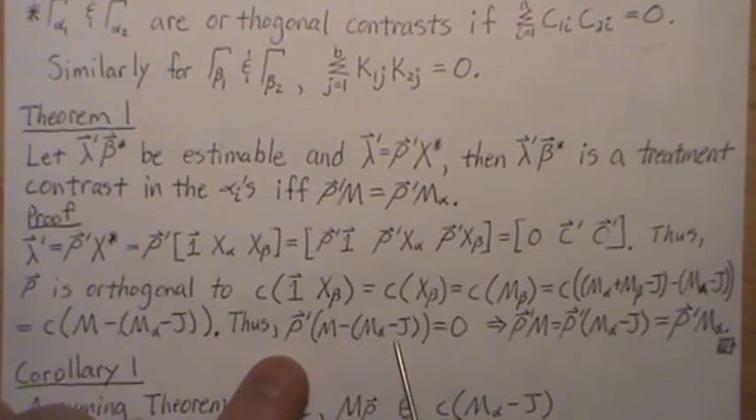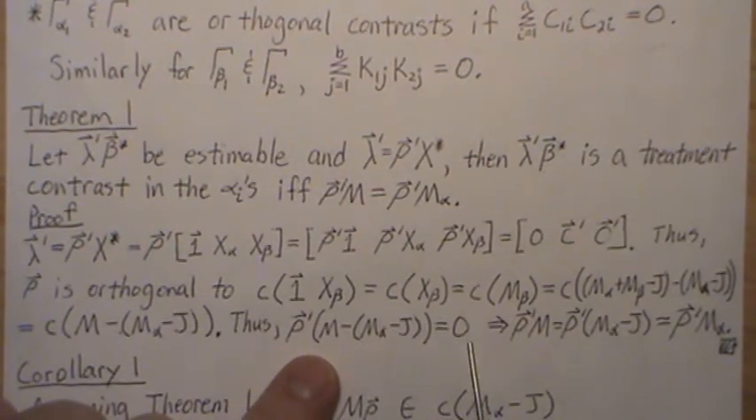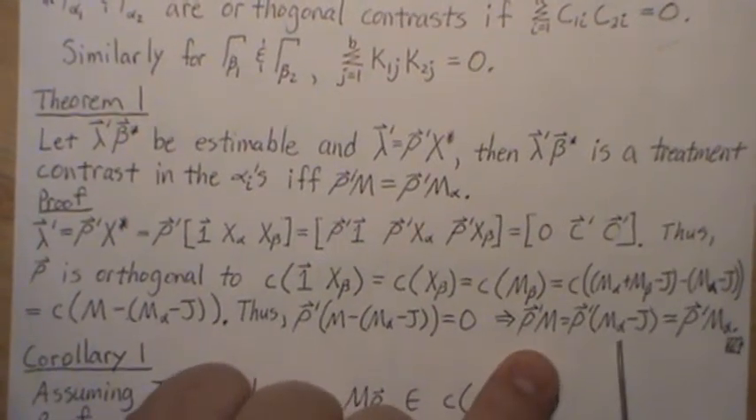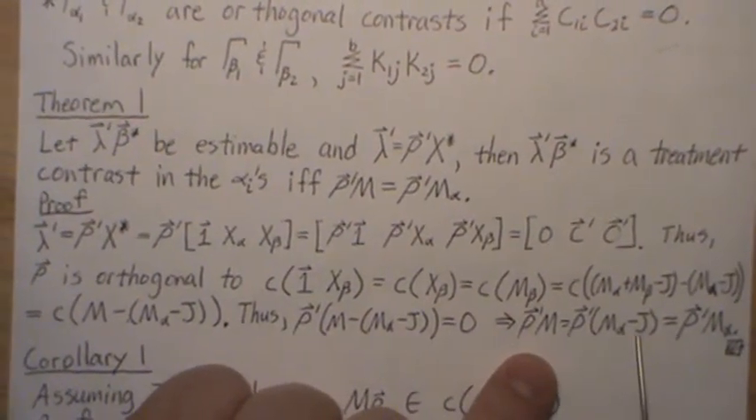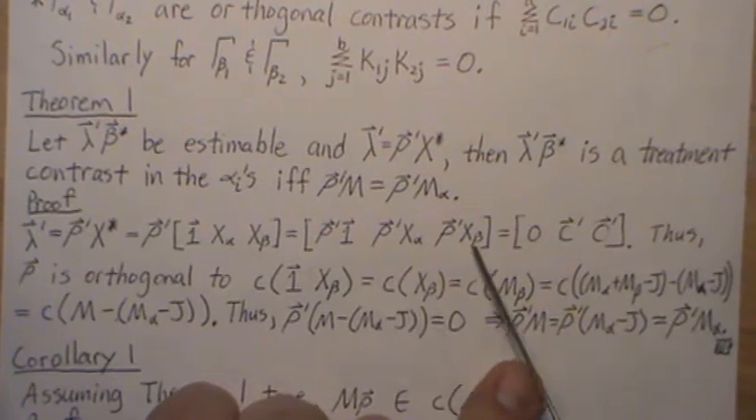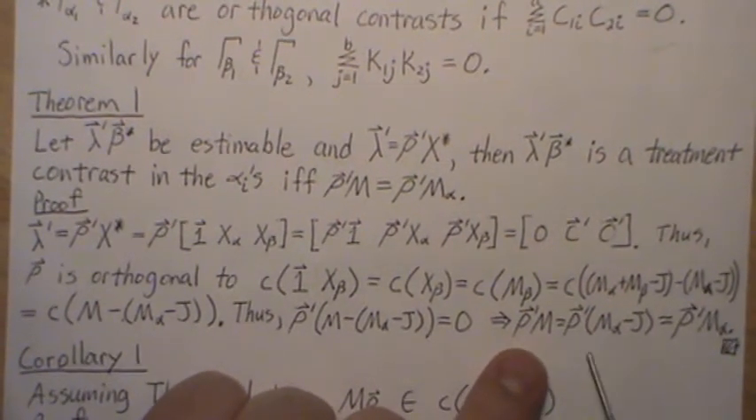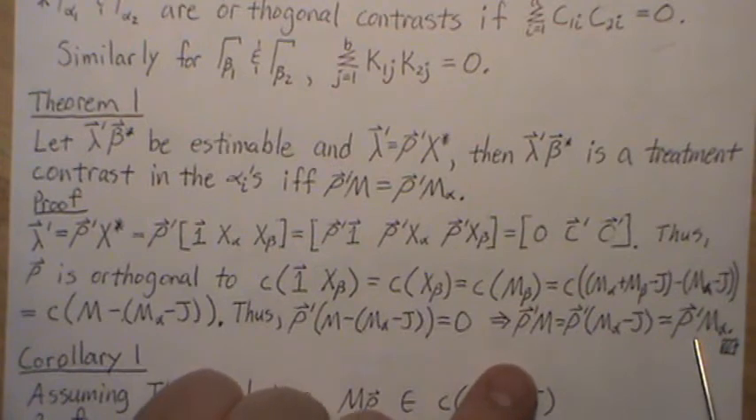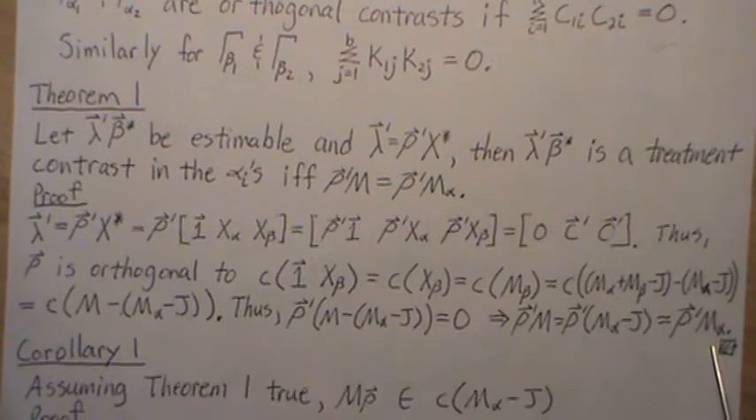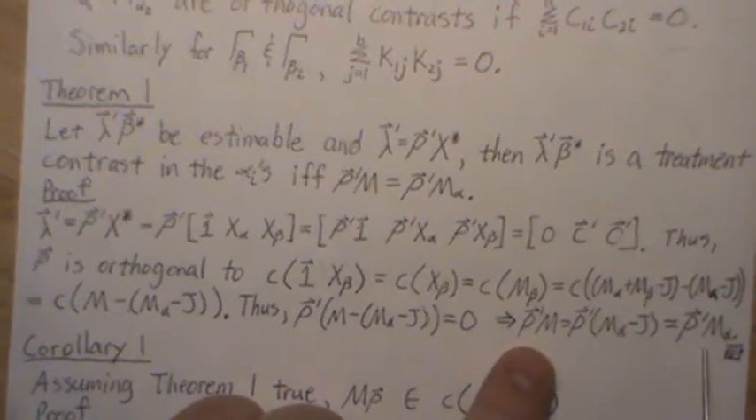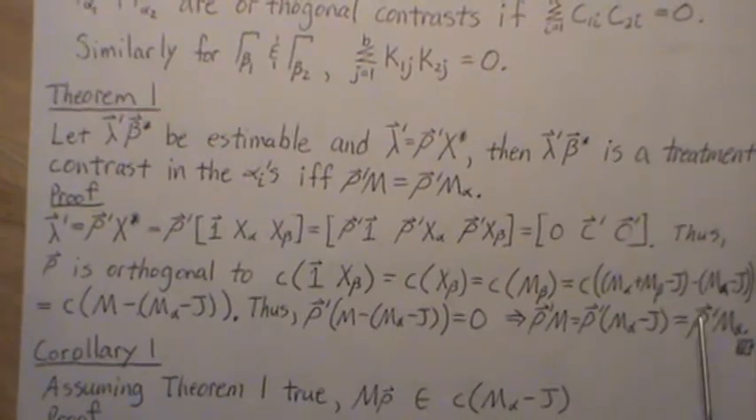But now if you take rho into each of those and then add that to the other side, we get this. But rho transpose J is 0, so rho transpose M has to equal rho transpose M alpha, okay? So what's intriguing about that is that it lives in this column space.